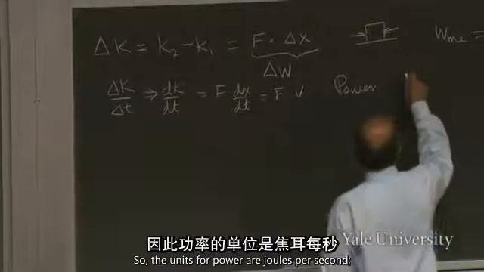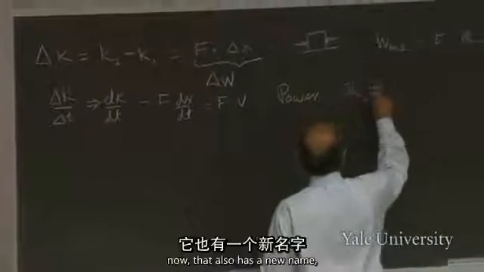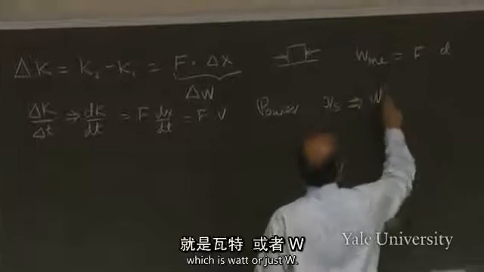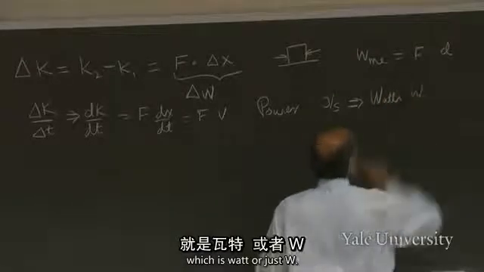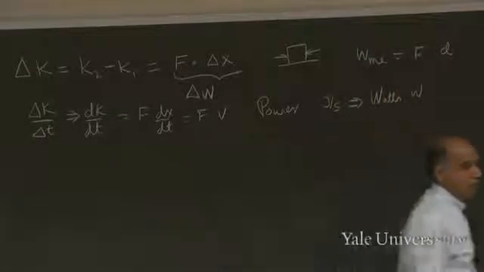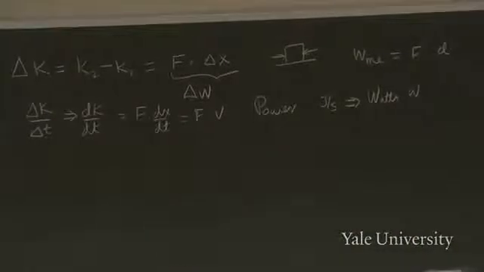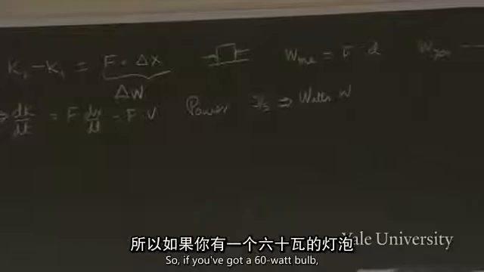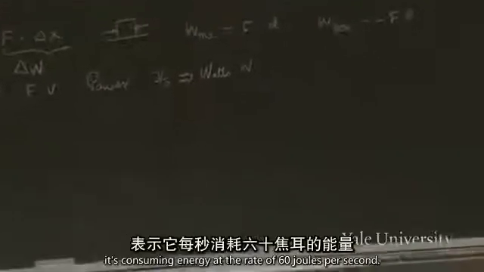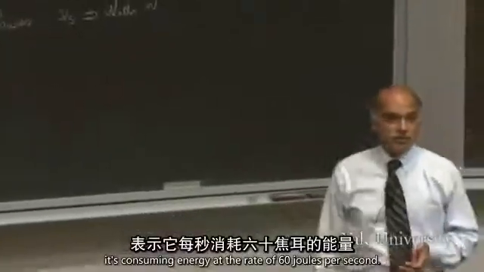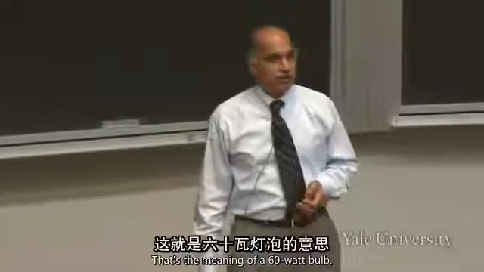So the units for power are joules per second. Now that also has a new name, which is watts, or just W. You may use a kilowatt, which is kW, little k times W is 1,000 watts. So if you've got a 60-watt bulb, it's consuming energy at the rate of 60 joules per second. That's the meaning of a 60-watt bulb.